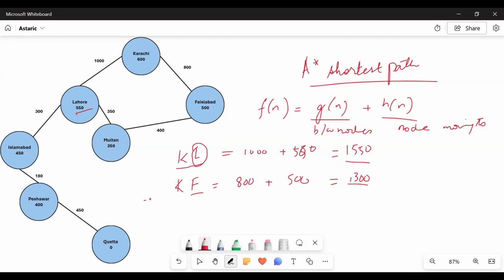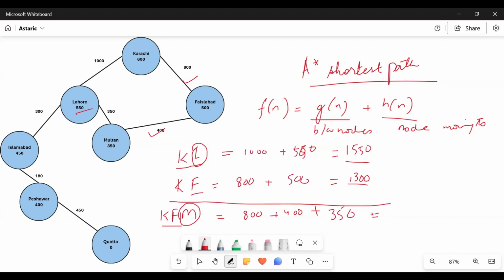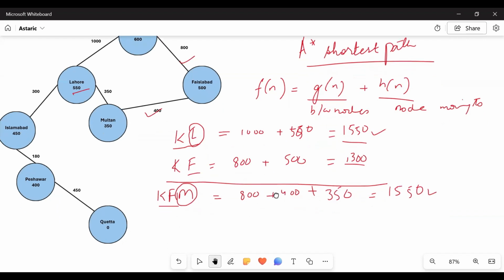So let's expand it further. I'm moving from Karachi till Faisalabad till Multan. Now, Multan is my goal node. g(n) will be 800 plus 400, and plus h(n) of Multan, because Multan is my goal node, so it will be 350. So it basically gives 1550, which is equivalent to this cost. So these two costs are now in a competition.